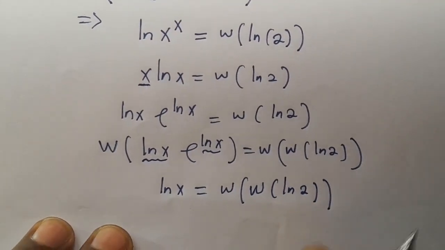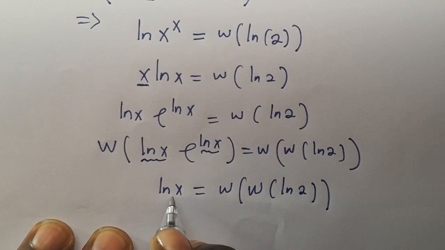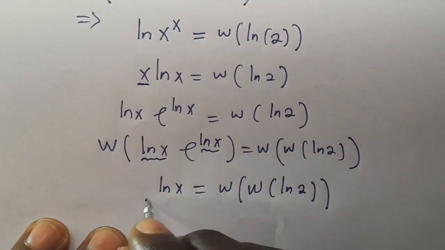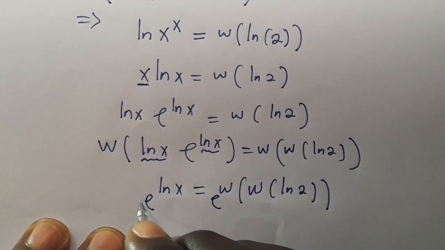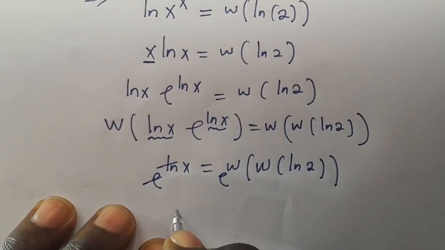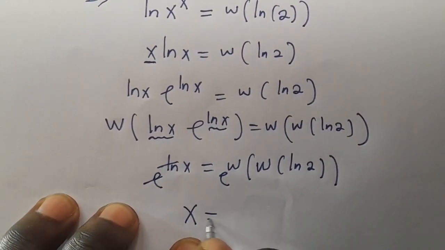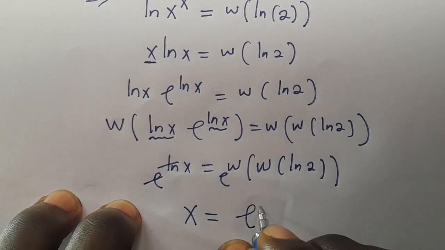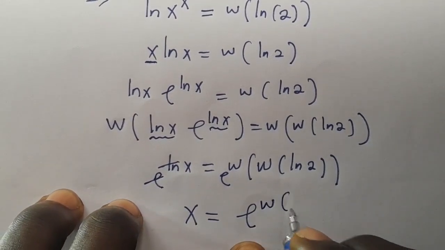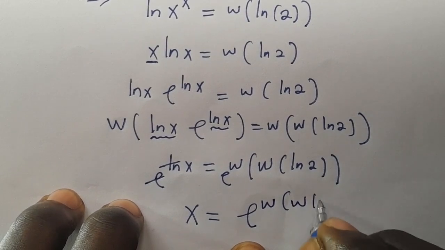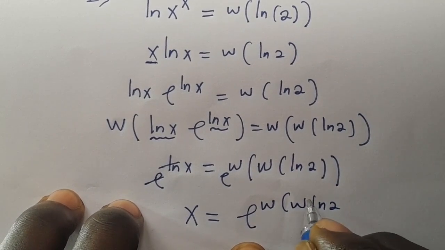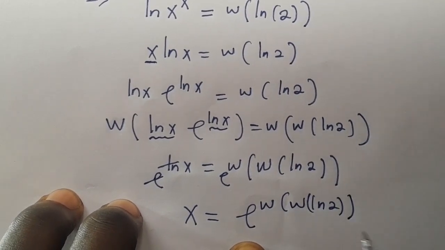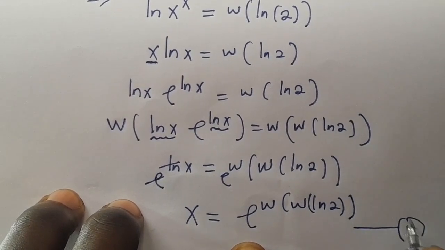Now from here, to get the value of x, when we take exponential of both sides, this will cancel this. So therefore we have our x to be equals e raised to W of W of ln 2. Like this, we can name this to be question 1.